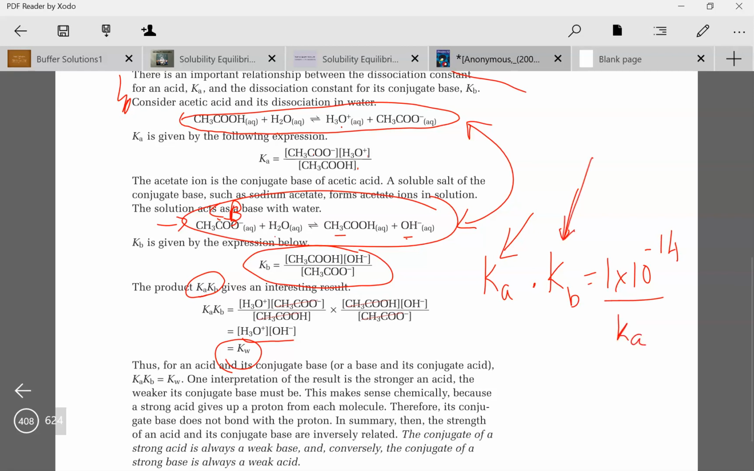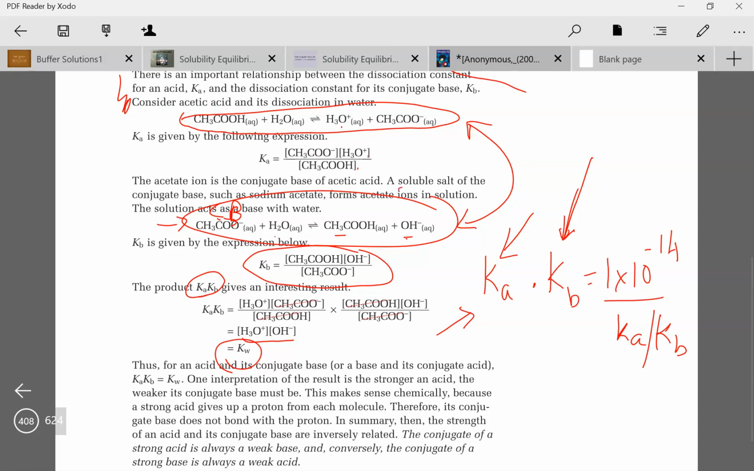Likewise, if I give you the Kb of ammonia, you can find the Ka of ammonium ion, which is an acid, right? That Ka would just be 1 times 10 to the negative 14 divided by the Kb of ammonia. So that is a way that we calculate Ka or Kb of conjugate acids or bases. And where we use Ka, Kb of conjugate acids and bases is primarily when we're working with salts.